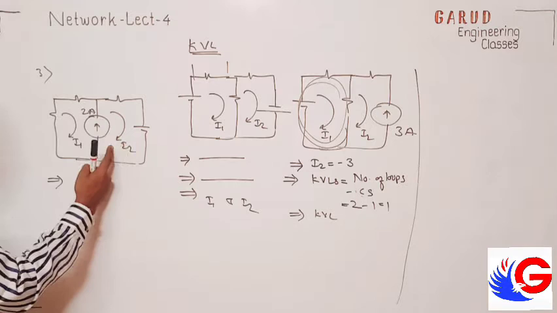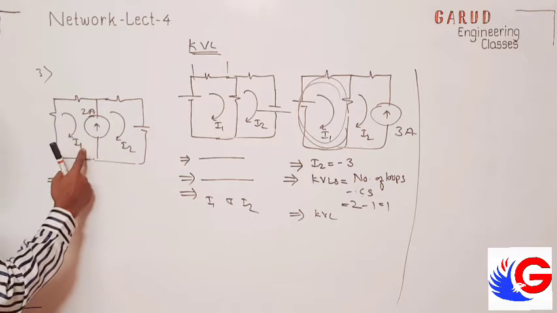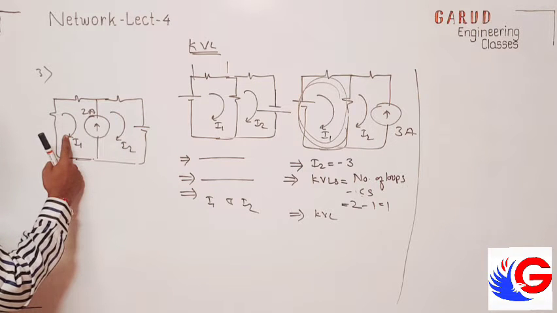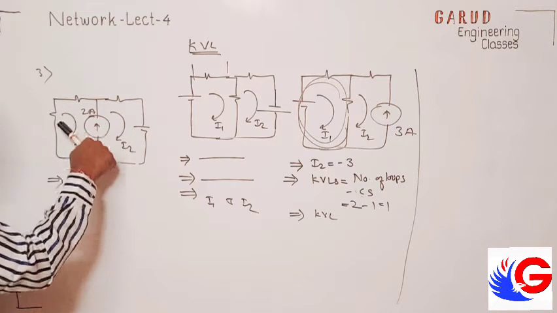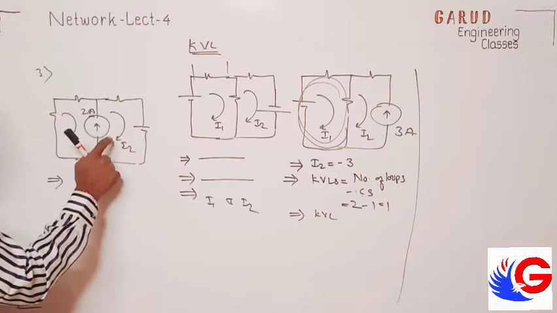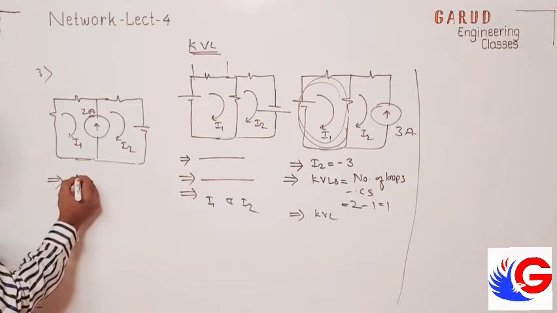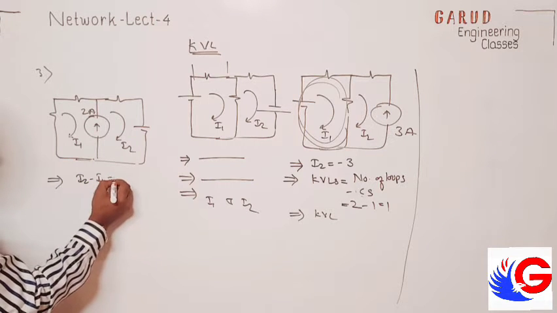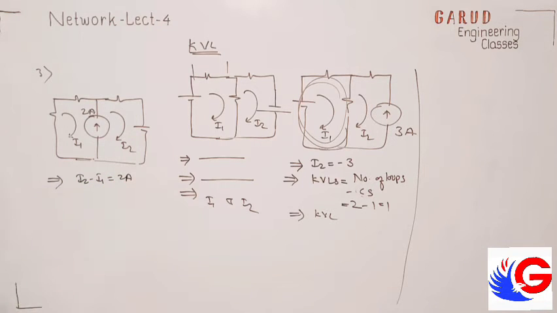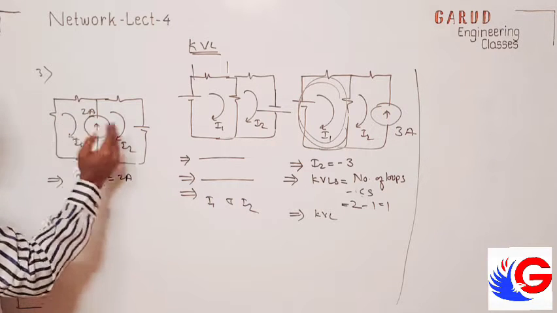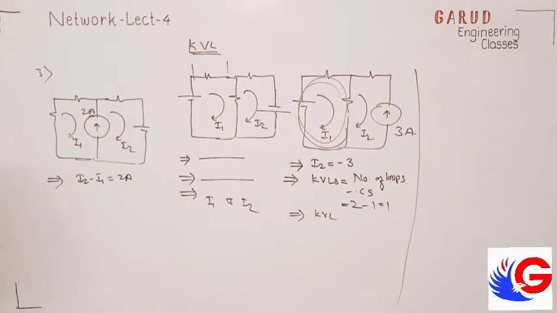So see, I2 is flowing in upward direction, I1 is flowing in downward direction. So supporting minus this, or if current is in downward direction, first minus second, current is in upward direction, second minus first. Supporting current minus opposite current, so I2 minus I1 equal to 2 amperes. Supporting current minus opposite current. Otherwise, in sharing branch, current is in downward, first minus second, current is in upward, second minus first. Okay, now then what to do?